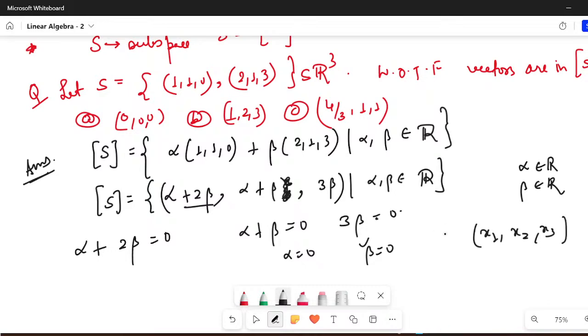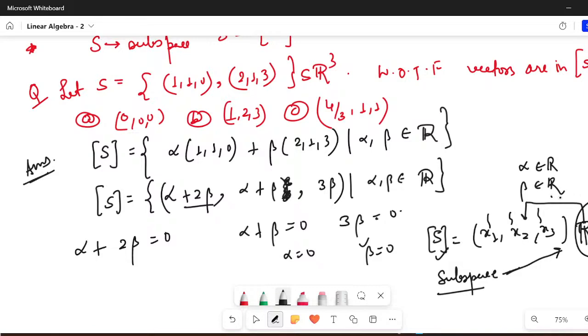So this linear span S is nothing but (x1, x2, x3), where all of these three belong to R. So that implies this is nothing but R cube, and if it is R cube, I can say that this forms a subspace. If it forms a subspace, then it should contain the zero element, the additive identity of R cube, and clearly it does, because (0, 0, 0) is the additive identity in R cube.